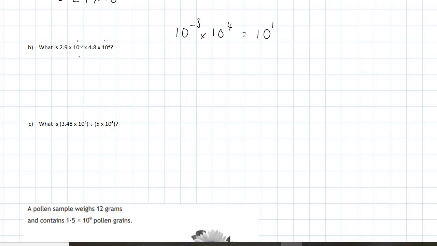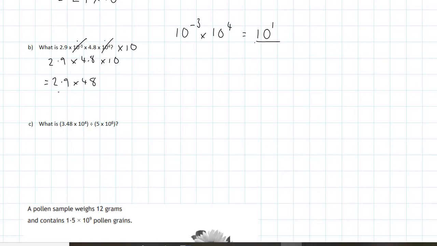Another way to think about it is, remember that 10 to the power of negative 3 is going to shift your number 3 place value places smaller, and then 10 to the power of 4 is going to shift it 4 places bigger. So if you've gone overall 3 places smaller and then 4 bigger, overall you've gone 1 bigger. So multiplying by those two is the same as times them by 10. So really I've got 2.9 times 4.8 times 10, which is just 2.9 times 48.